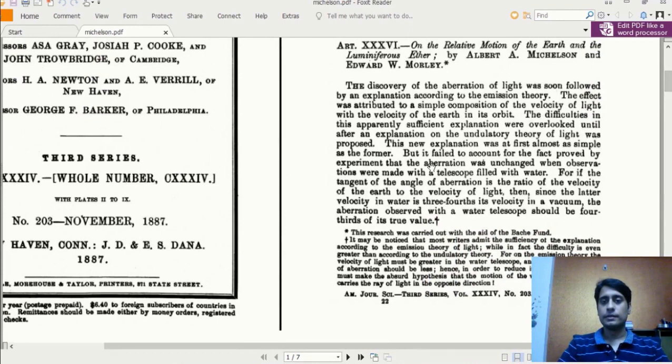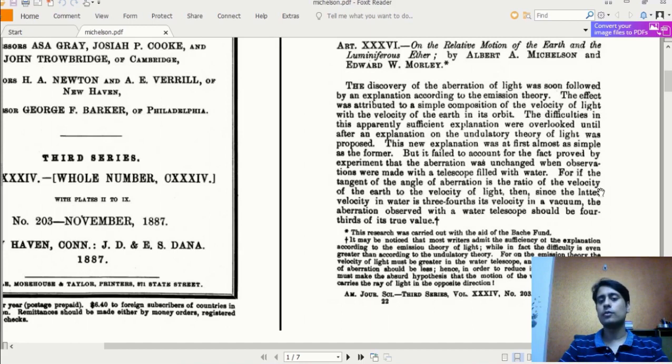But it failed to account for the fact, proved by experiment, that the aberration was unchanged when observations were made with a telescope filled with water. So there were such kinds of experiments done in the past in which the telescope is filled with water. Sometimes there is some speed with which water enters into the telescope and goes out.